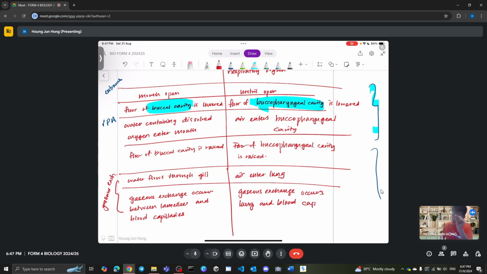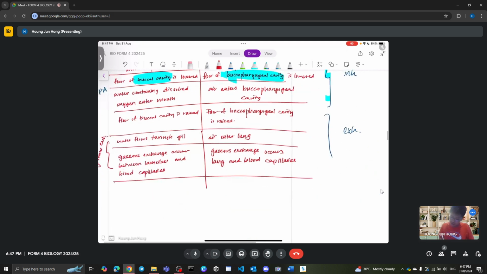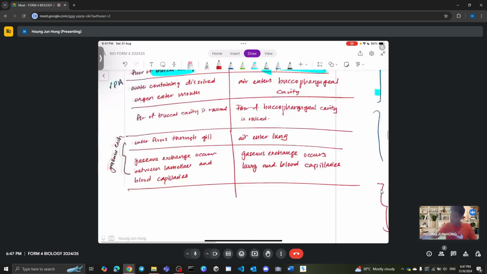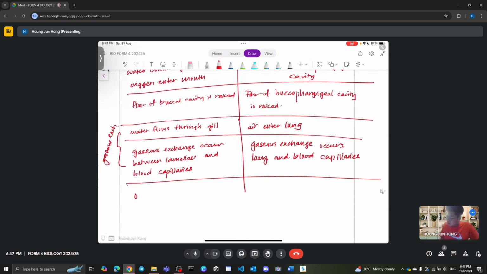Okay, so this is about the gaseous exchange. Then we talk about the actual exhalation. You can pause to copy if you want. At the end, the operculum has to open to let everything flow out. You can also talk about the muscle. The operculum muscle relaxes. This is how you let the water out.